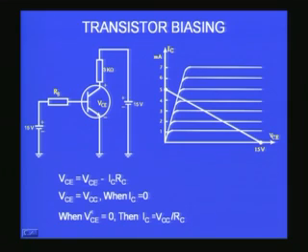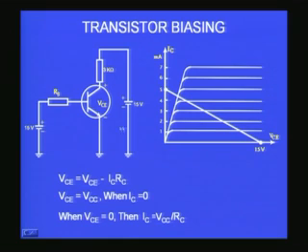Similarly, when the voltage across the transistor VCE becomes 0, then IC will be maximum. IC will be VCC by RC from the same equation. When VCE is 0, VCC is equal to ICRC, or IC is equal to VCC by RC. So, this should be VCC. IC is equal to VCC by RC, and therefore, this point on the VCE equal to 0 line, which is the y axis, corresponds to VCC by RC.